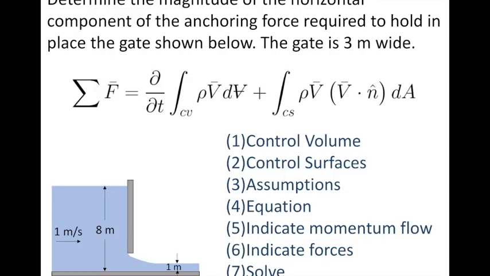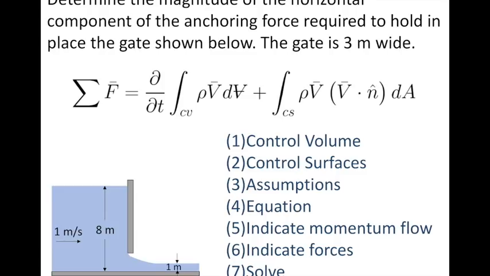Okay, this is the way to do it. You can get creative if you like. It'll probably not work as well. So please try to follow these steps where we define our control volume, define our control surfaces, work our way through our assumptions. Based on those assumptions, determine the correct form of the equation that we want to use, put our momentum terms on here.